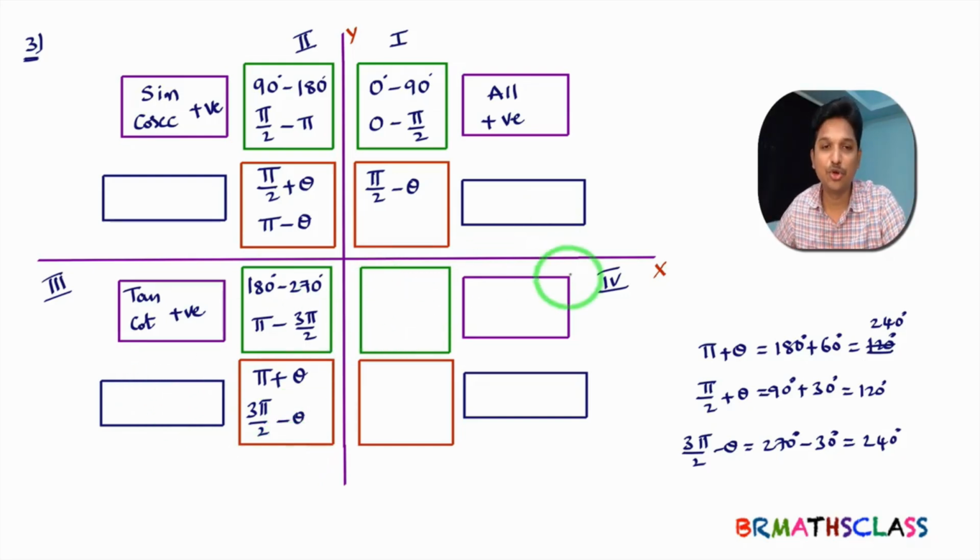Now come to the fourth quadrant. What is the angle range of fourth quadrant? Angle range of fourth quadrant is 270 degrees to 360 degrees.